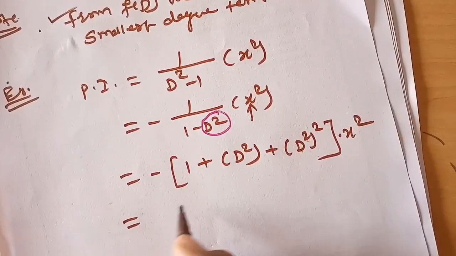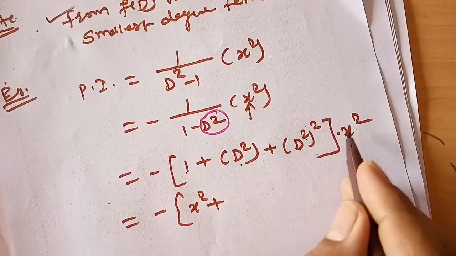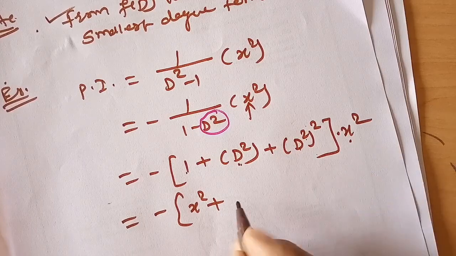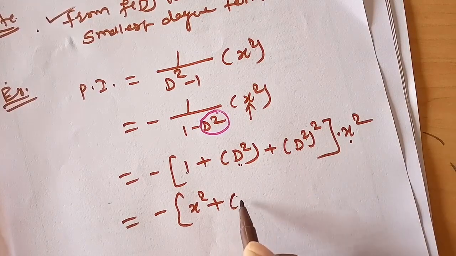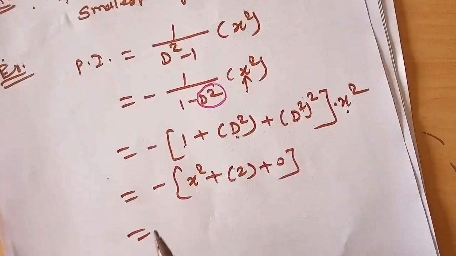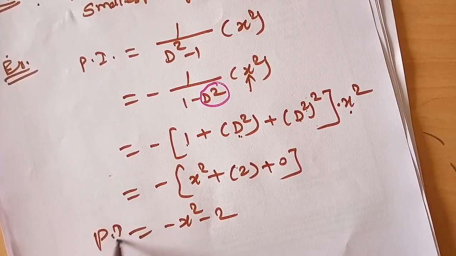This is equal to minus 1 into x square plus D square operating on x square, that means we have to take the double derivative of this x square. That means the first derivative is 2x, and then the derivative is 2, and its fourth derivative is 0. Therefore we are getting this equal to minus x square minus 2. This is our PI.